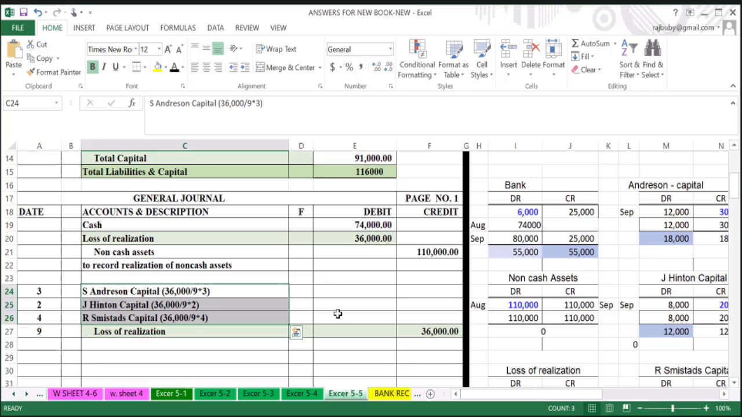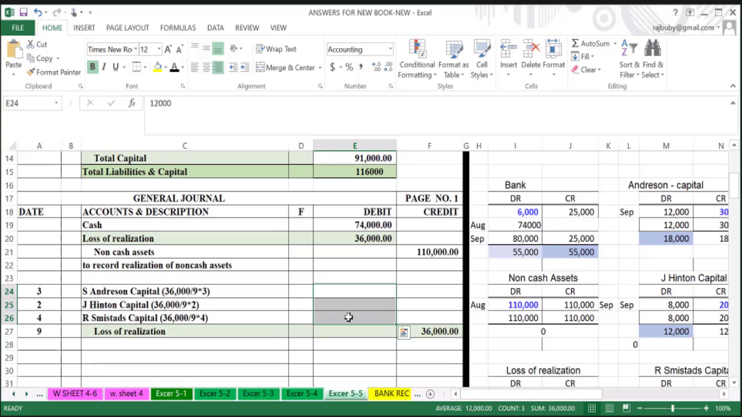If you get profit, this one is going to be on the other side. If you sell for more money than your book, that one is going to be your profit. That one is going to increase their capital. This one is decreasing their capital. Then you are going to calculate how much of the realization is distributed to each partner.